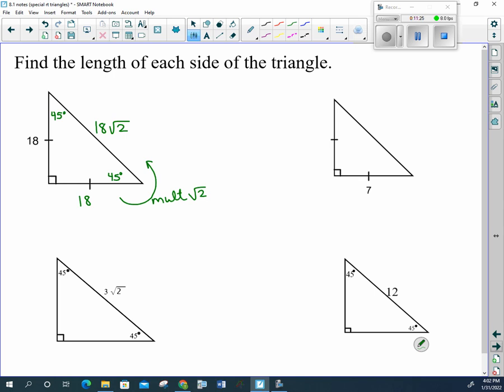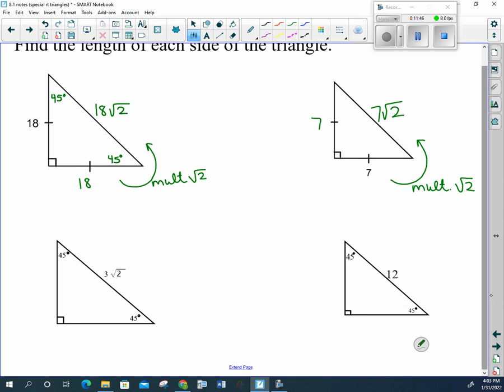Over here on the right, the two legs are both 7. So once again, if I'm going to go to the hypotenuse, I'm going to a side that's longer, so I'm going to take 7, and I'm going to multiply it again by the square root of 2. So 7 square root of 2.